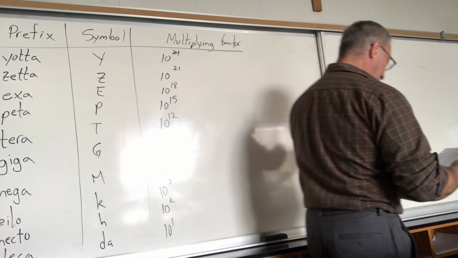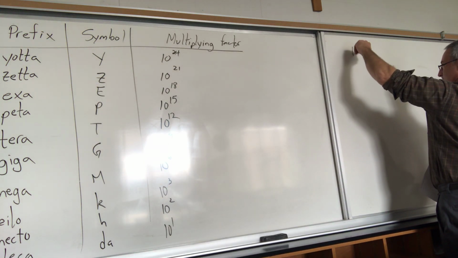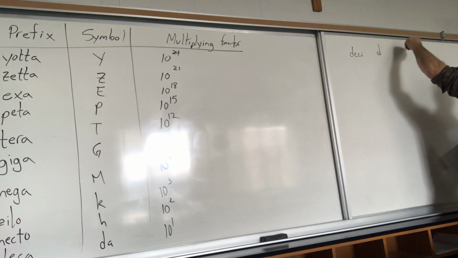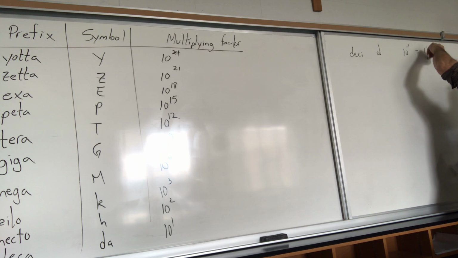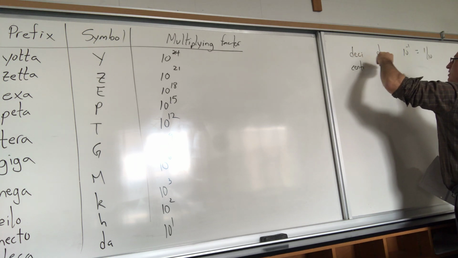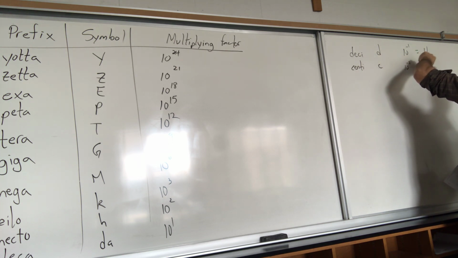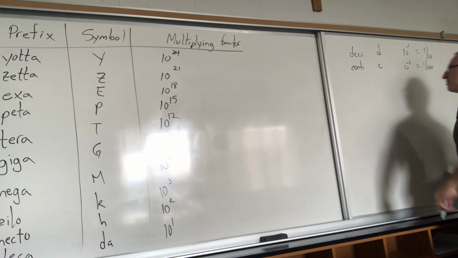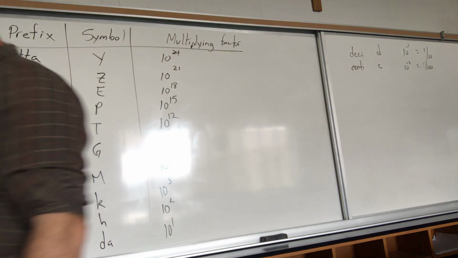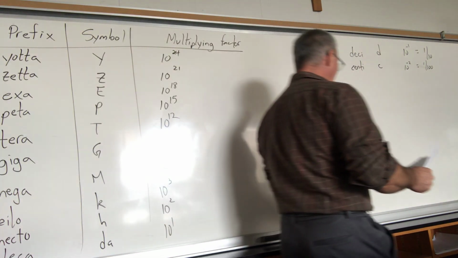Now we're gonna go the other way, we'll make things smaller. Deci uses a lowercase d, and it means 10 to the minus 1, it's 1/10. Centi is 1/100th. Lowercase c, 10 to the minus 2, it equals 1/100th. So you heard of centimeters. There's 100 centimeters in a meter. Milli is 1/1000th.